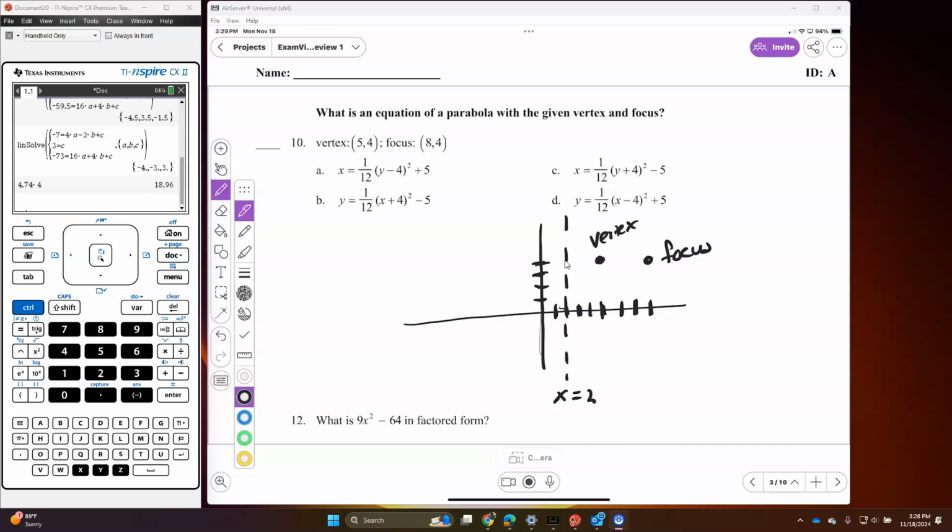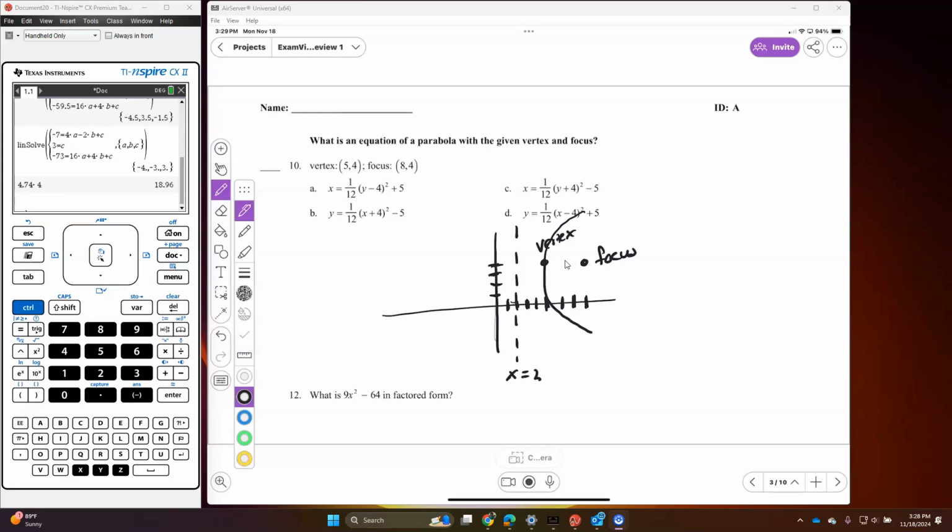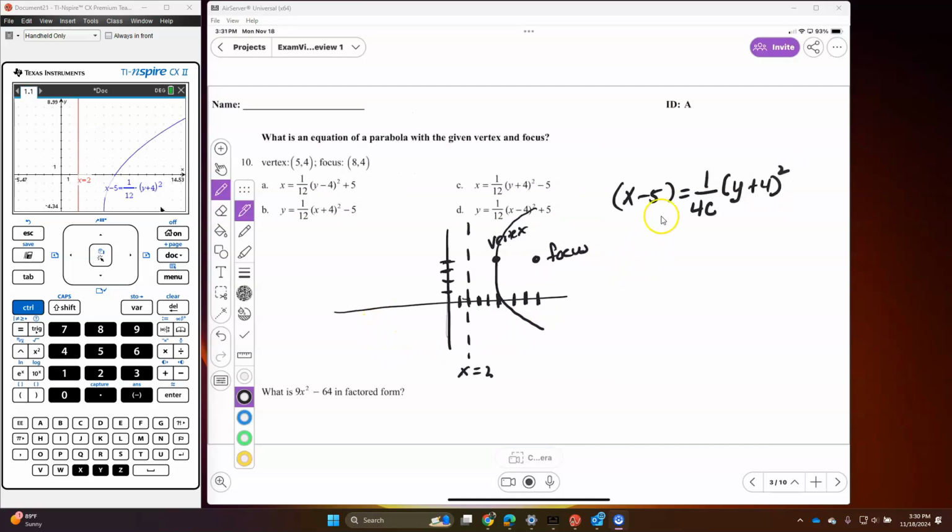The vertex is at (5, 4), and the focus, so it looks like this. Now, to find my equation, it goes to the right. How many spaces? 5. So it's going to be x minus 5 equals 1 over 4c times parentheses y plus 4 squared. Okay, I went ahead and checked it, but I noticed that when I did y plus 4, it went down. So what I did next is I said y minus 4. It went up, and so here's the directrix, x equals 2. Here's the equation, and the focus is over here at (8, 4).